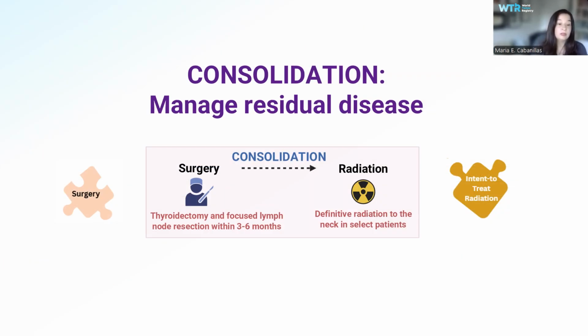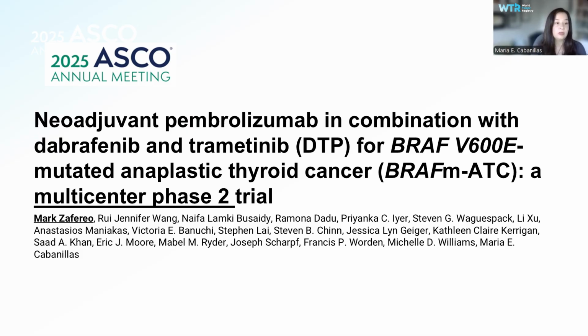Let's move on to consolidation. So once we have a very nice response in induction, then we can move on to consolidation. So you want to maintain that response. And the way that we do this at my institution is that we take out the thyroid gland or the neck disease after a good response with dabrafenib and pembrolizumab.